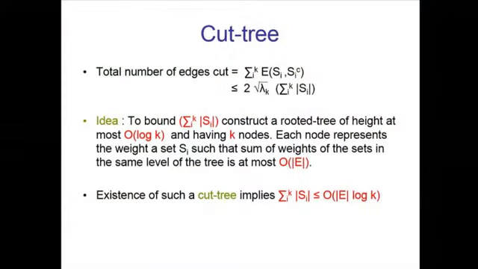So the total fraction of edges that I'm cutting is at most 2 times square root lambda k times the summation over i of Si. I should have said this before: the notation I'm going to use in this talk is that Si is the smaller side of the cut, and Si complement is the larger side of the cut. So the total fraction of edges that I'm cutting is square root lambda k times the summation over i of the cardinality of Si. I just need to show that the summation over i of the cardinality of Si is at most the size of the graph times log k. If I show that, then I'm done.